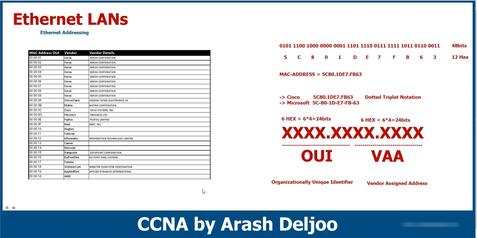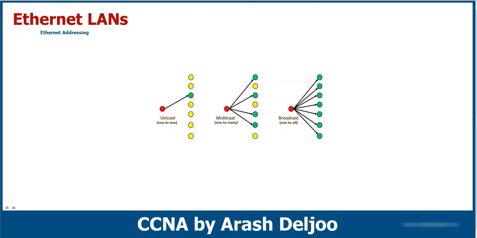But let me say that we have different types of MAC address. For example, we are using one type of MAC address for one type of communication. We are using the second type of MAC address for a different type of communication. Let me talk about this. This is important for us.